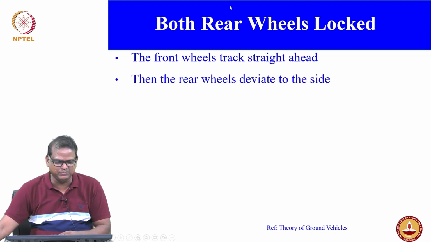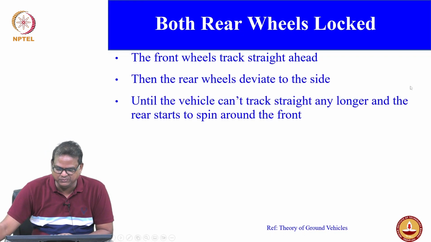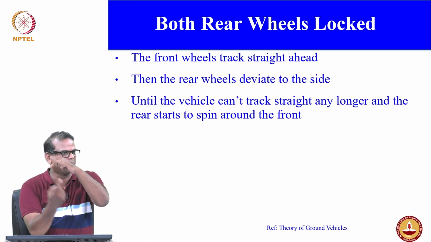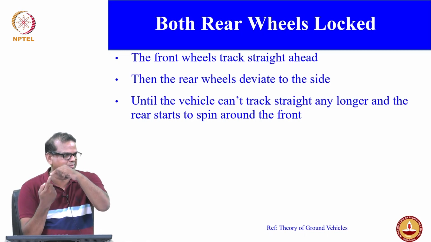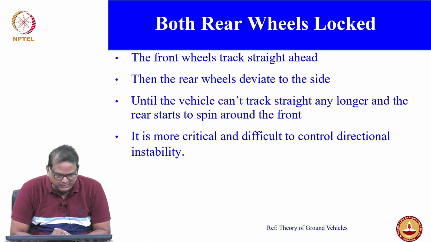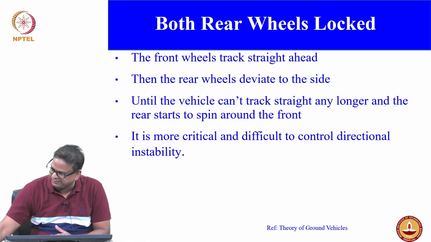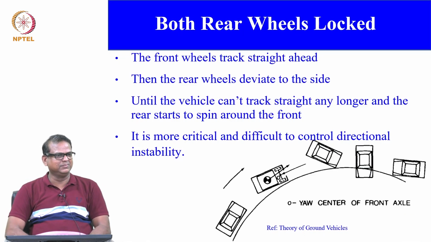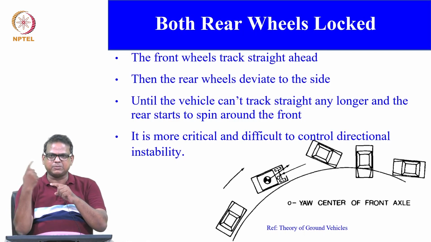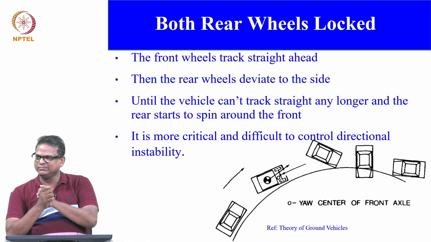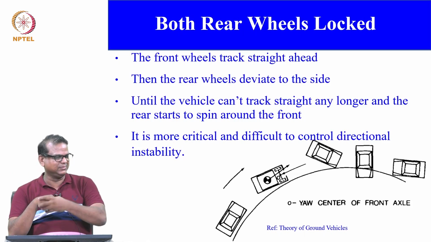That's why it's called directional stability. The rear wheels deviate to the side, until the vehicle can't track straight any longer, then the rear starts to spin around the front. That's what is happening. It's called yaw action. So it is more critical and difficult to control directional instability. Finally, the vehicle will spin out. Do you think spinning out is good? It's not good, not at all good.